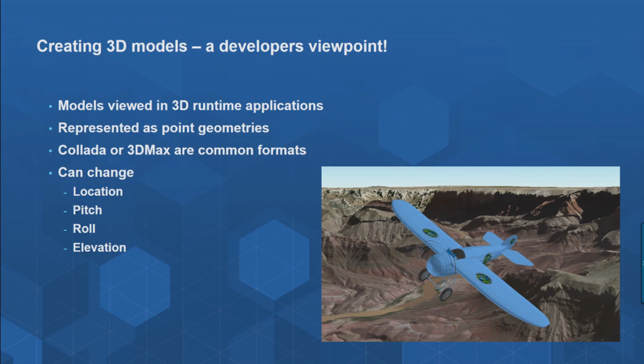Now, these are typically used to represent the location of point geometries, and we use things like Collada or 3D Max, but there's a whole host of other formats that we support in the Runtime SDK. Typically, when you're working with these, you want to change the location of them and alter things like the elevation and the pitch and the roll.